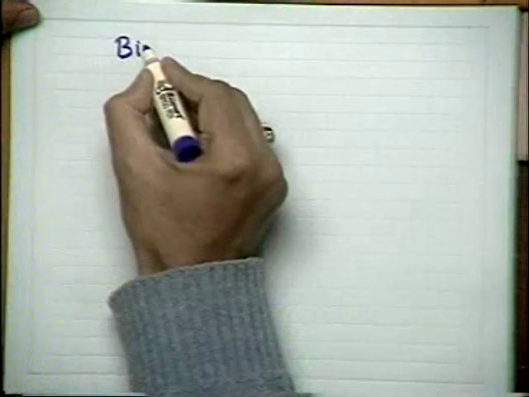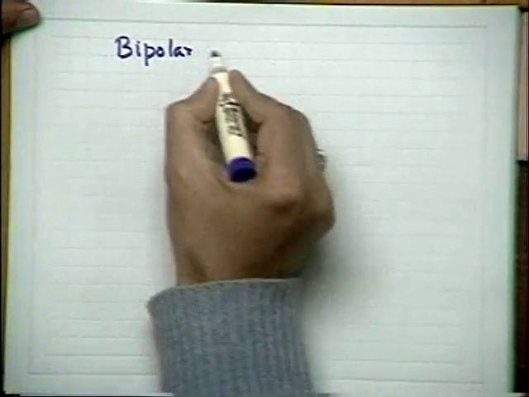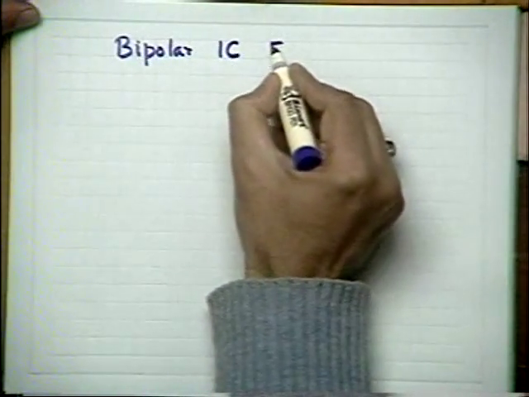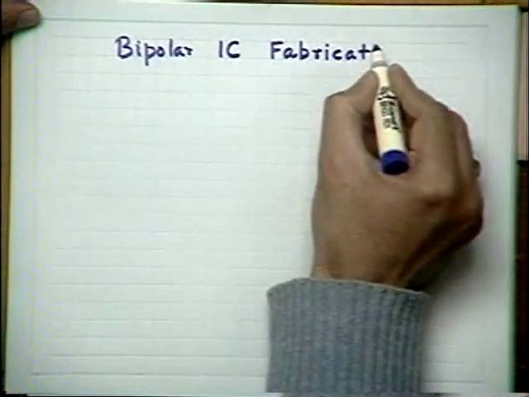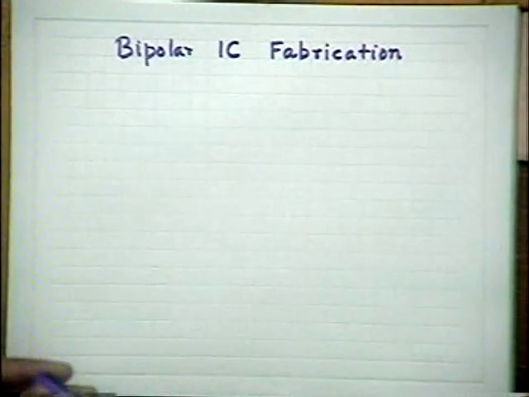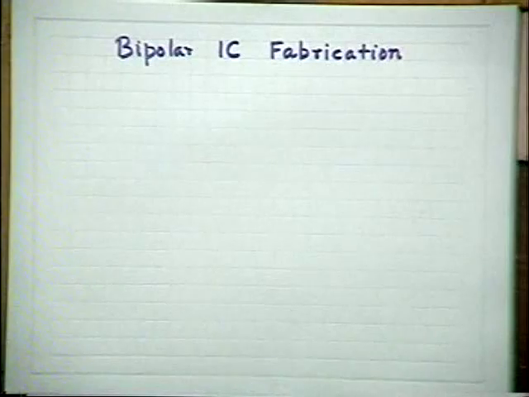Today's topic will be... I have given some introduction to the general ICs and their development and the critical problems associated, and I'll now become more specific today. I'll give a very simple example of how a bipolar integrated circuit is fabricated.